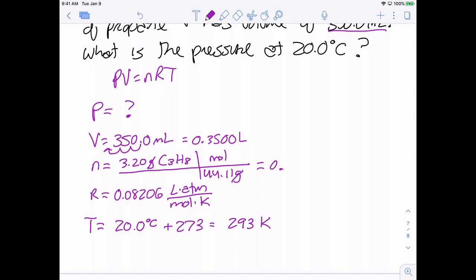So 0.0725 moles of propane. So now I have everything to plug into that equation. And you don't have to make a list like this. I just find that students tend to make more mistakes as far as unit conversions if they just take it right from the problem and put it right into the formula. If you make a list, then you're kind of forcing yourself to address those numbers.